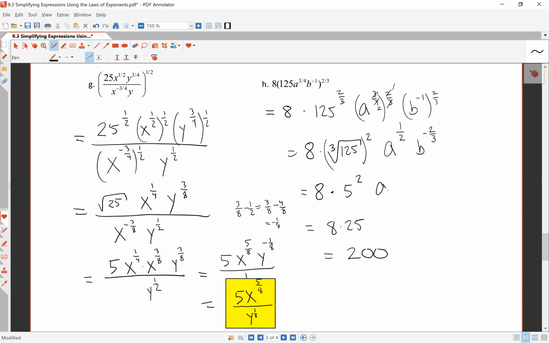We'll have an a to the 1/2 and a b to the -2/3, which will then have to keep the a to the 1/2 where it is, and then we'll have divided by b to the 2/3. So we have 200 a to the 1/2 divided by b to the 2/3.